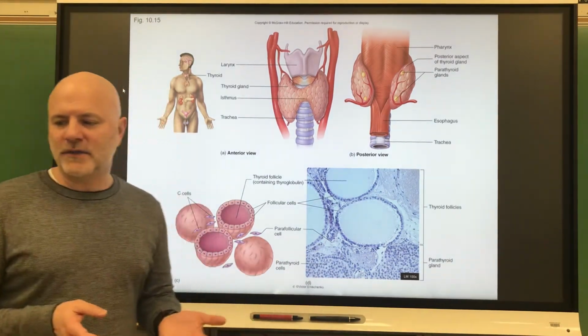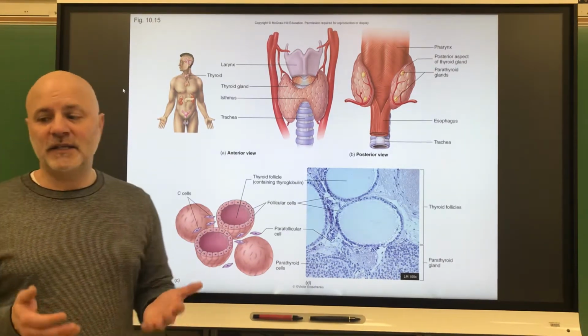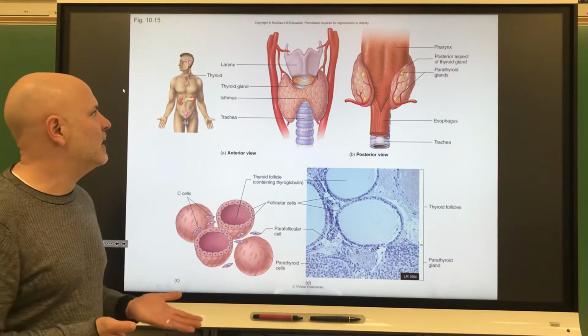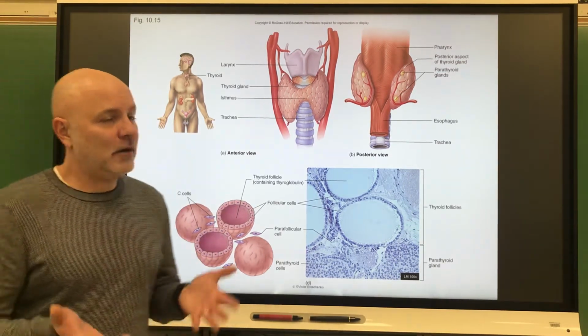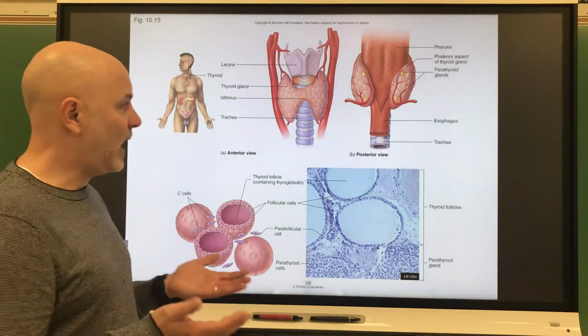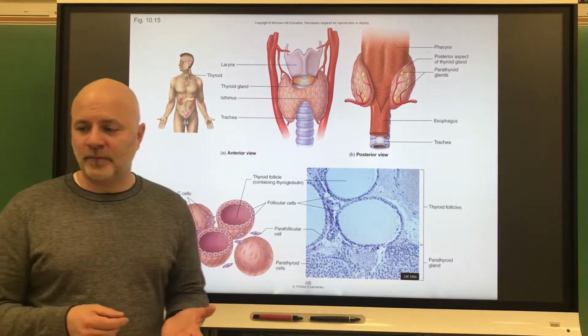The thyroid gland secretes two hormones. The main hormone it secretes is thyroid hormone, and what thyroid hormone does is it regulates our basic metabolic rate. So if our metabolism starts to go down, we're going to secrete thyroid hormone, and our metabolism will go up from that. The next one it secretes is calcitonin.